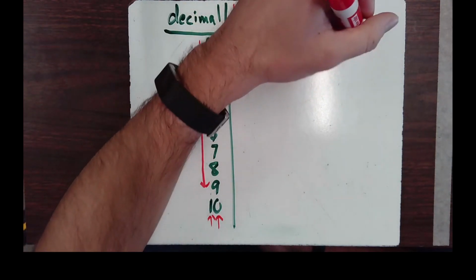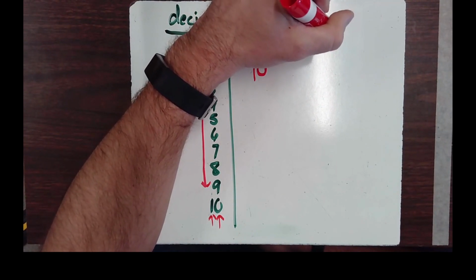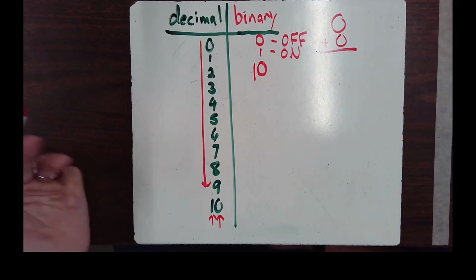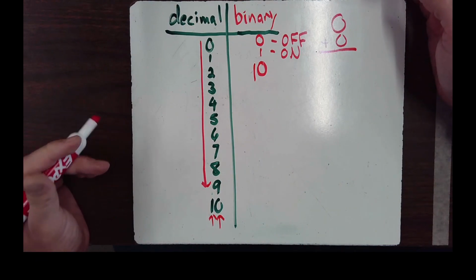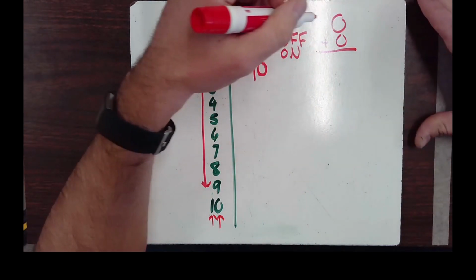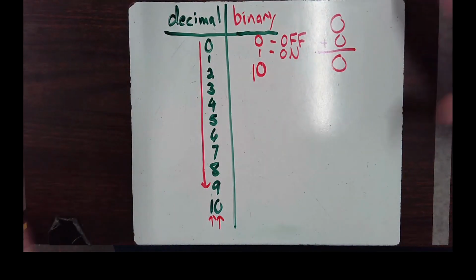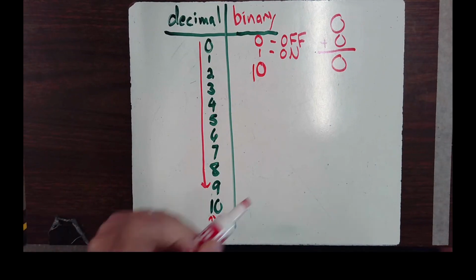So the very first binary math fact is 0 plus 0. That's nothing combined with nothing. Well, if I have nothing in one hand and nothing in the other hand and I put it together, I still have nothing. So 0 plus 0 still equals 0. So in binary, if I ever have to go 0 plus 0, well, I still have 0.